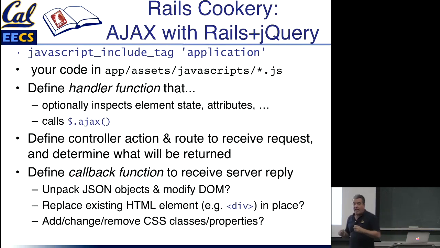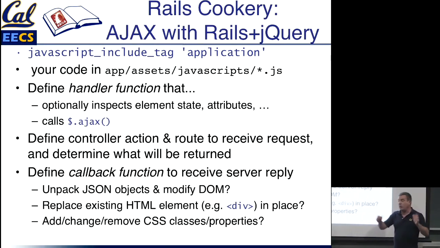If you chose to send back JSON, then your callback function is going to inspect the JSON object and do whatever it does. If you sent HTML back, like rendering a partial, then what you might use is a jQuery call that says, replace the existing content of this DOM element with this new content.